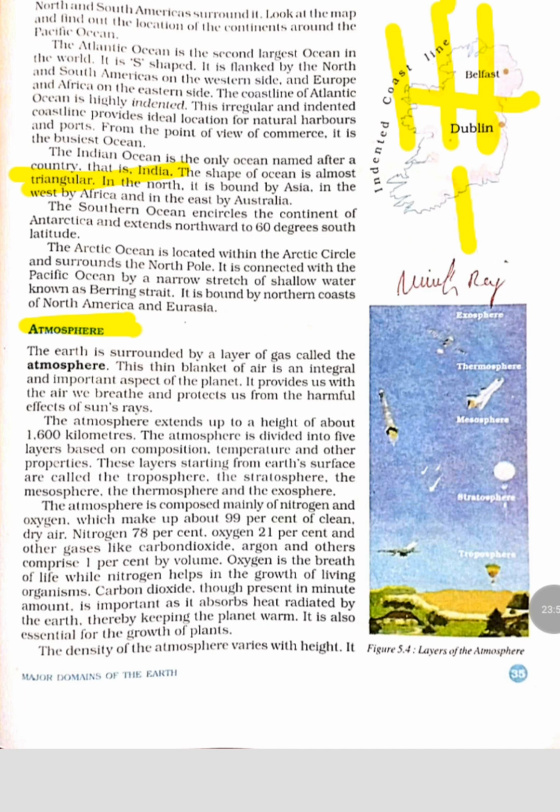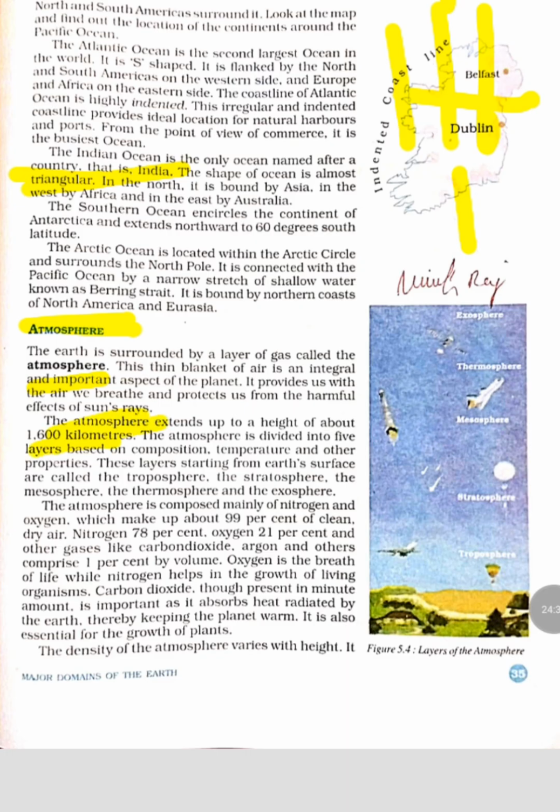This is also important because all three together make the biosphere, which is the ideal condition for human survival. The earth is surrounded by a layer of gas, which is the atmosphere. This thin blanket of air is an integral and important aspect of the planet. It provides us with the air we breathe and protects us from the harmful effects of the sun's rays.